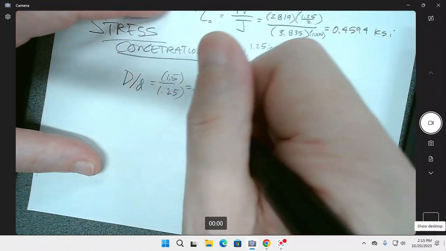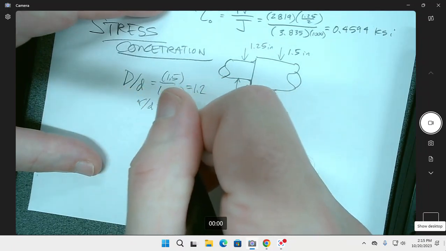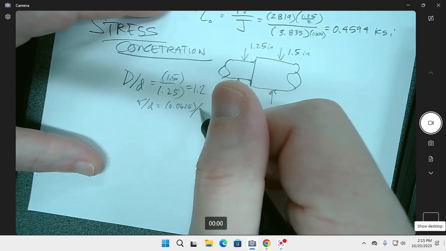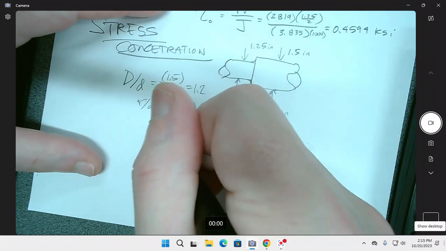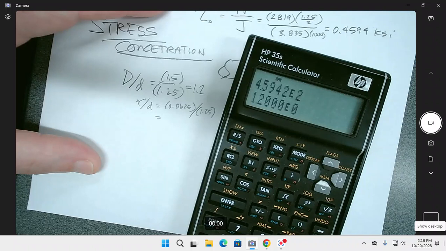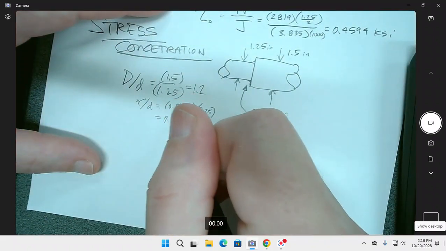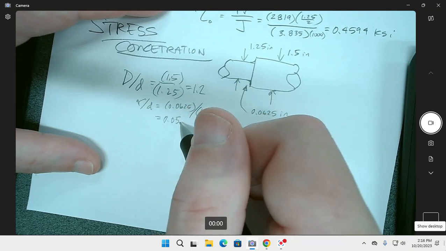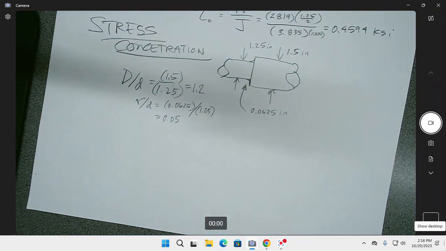1.2. It's not bad. And then the r over d, 0.0625 divided by 1.25. Ooh, 0.005. Oh, 0.05. Yes. Okay, so those look like they could be on there.